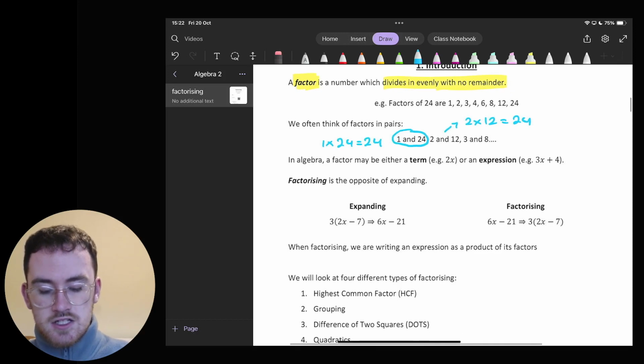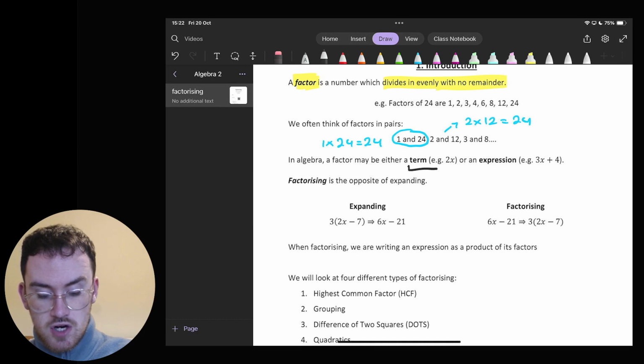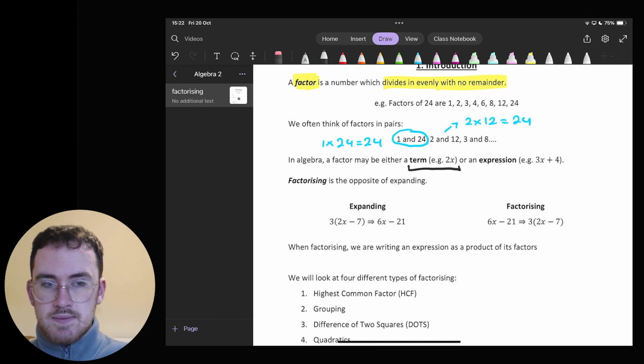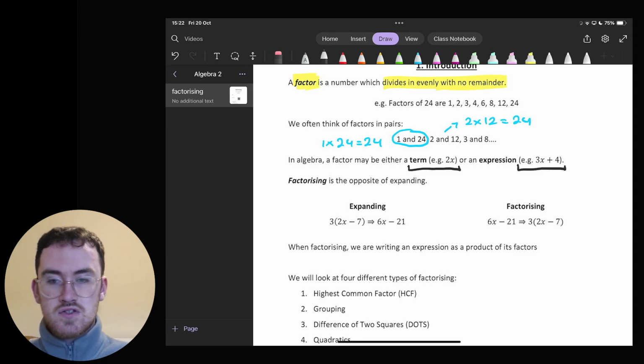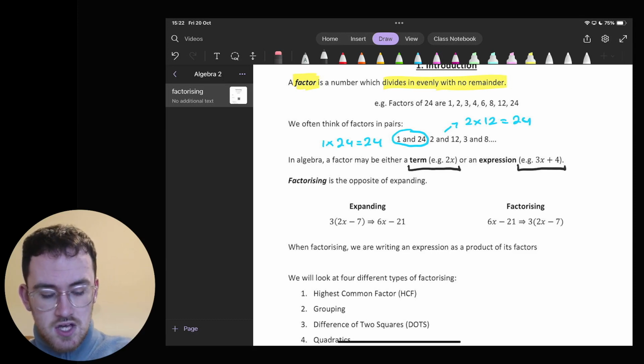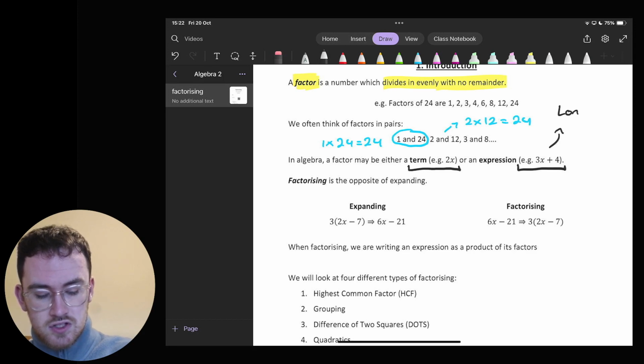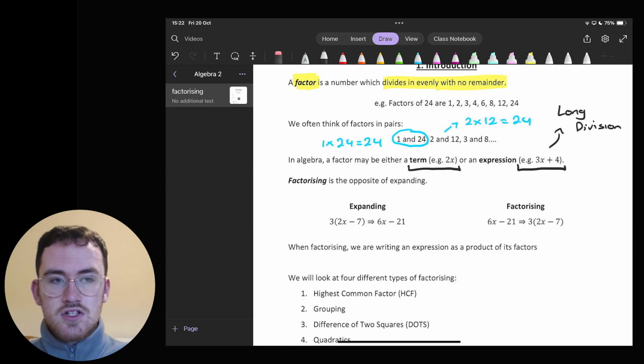In terms of algebra, then, a factor may be a term. So we could have something like 2x being a factor, or we could have an expression, something like 3x plus 4 might be a factor, and that just means it divides in evenly. So something like this might require us to do some long division if we want to divide in evenly. And what we've said also is that these factors come in pairs. So we're expecting that when we have a term, we might have an expression that goes with it, or vice versa.